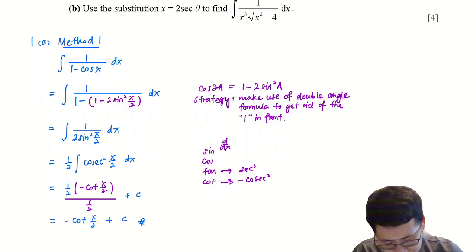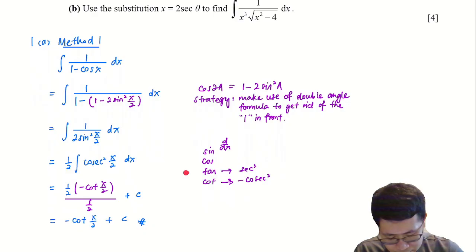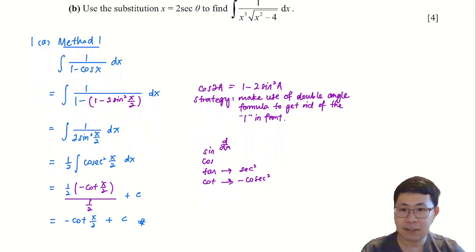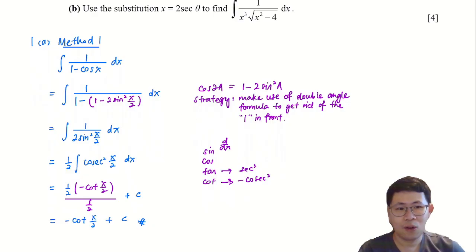Once again, this cosecant square is actually an extension from O level. We already considered tangent. So to differentiate cotangent, it will get us negative cosecant square. So the integral is just to go in reverse. Make sure that you remember what you learned in the differentiation chapter as well. Okay, so that will be for method 1.